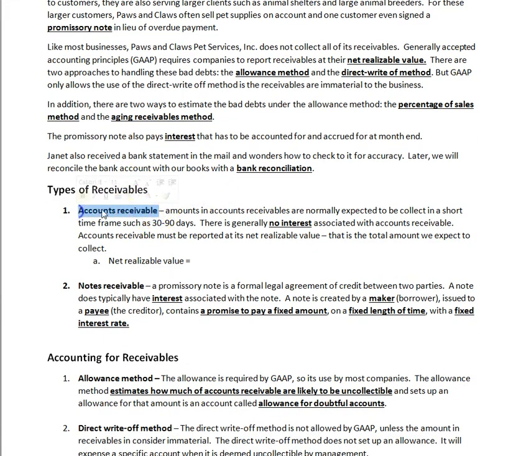There are two major types that we're going to talk about: accounts receivable and notes receivable. Accounts receivable is the one that we're most familiar with. Remember, this is when somebody else owes us money. It's called accounts receivable. We expect to collect it. These are generally short-term in nature, 30 to 90 days. There's generally no interest associated with them. And they're reported on the balance sheet at their net realizable value. Like we talked about, not all customers are going to pay us what they owe us.